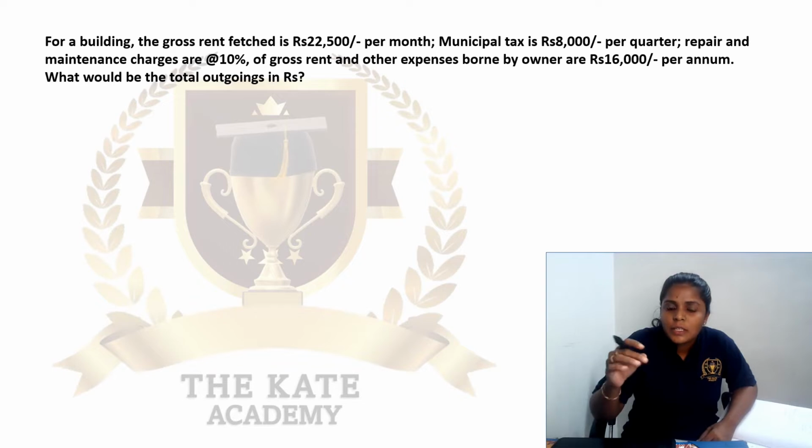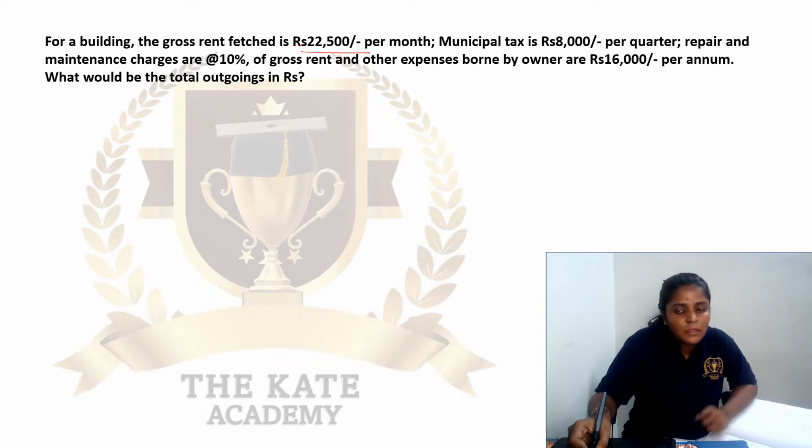For a building, the gross rent fetched is rupees 22,500 per month. Municipal tax is rupees 8,000 per quarter. Remember, read the question each and every word twice. It is per quarter, not per month or per year. Per quarter means 3 months.